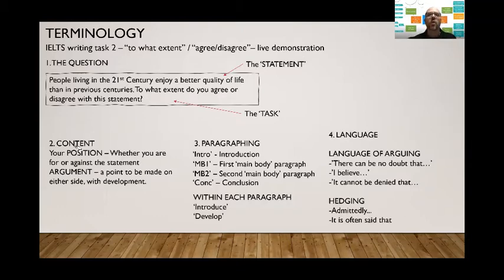Within each paragraph, I'll talk about introducing an idea and developing an idea. What sort of language do you need for this? Well, it's the same as for all IELTS. Think about your tenses. This question asks about the present and the past. So there's a really clear signal there. I'm going to show off loads of past tense when I talk about life in the past, and loads of different present tenses, including the present perfect tense.